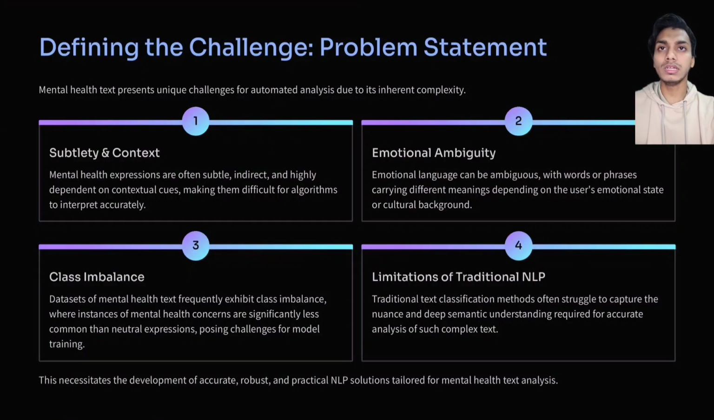Mental health text is challenging to analyze automatically. First, emotional expressions are often subtle and context dependent. Second, language can be ambiguous and culturally influenced. Another major challenge is class imbalance, where normal text dominates the datasets while mental health related classes appear less frequently. These challenges make traditional NLP methods insufficient, motivating the use of more advanced models.